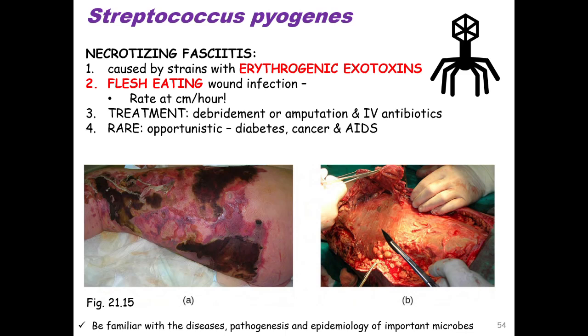So you have a skin or wound infection. Usually it's going to be opportunistic. Thankfully, it is very rare. So diabetes, HIV, cancer patients. But once it starts spreading, it can go really fast, like centimeters per hour. And the treatment is to debride, to get rid of that dead and decaying tissue, IV antibiotics, hope that it stops, and then amputation. Because once again, you don't want it going systemic, because then that would lead to death.